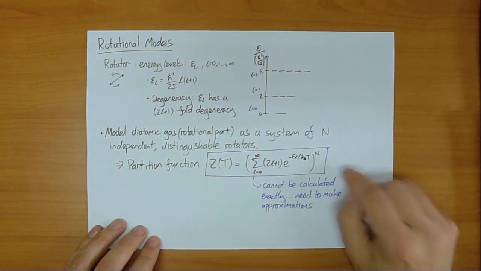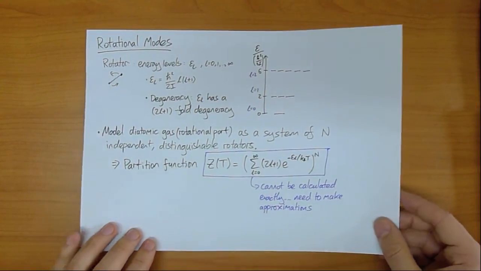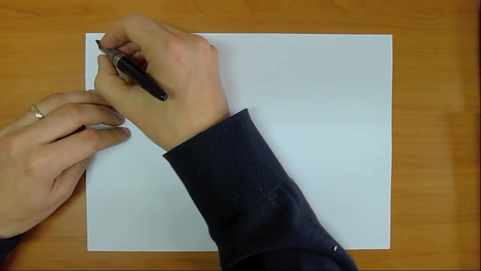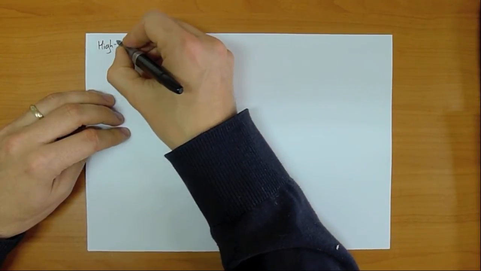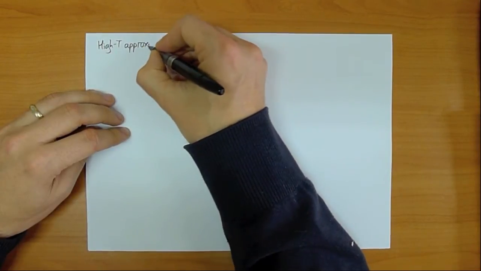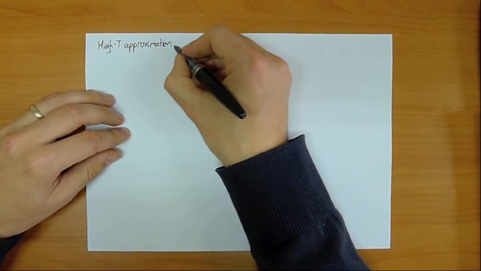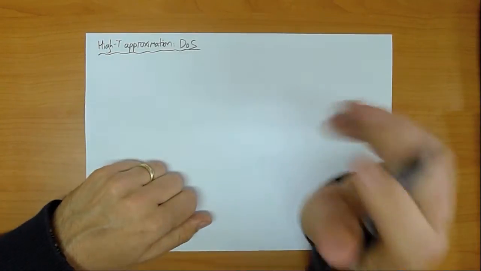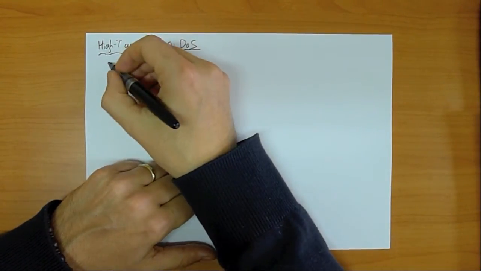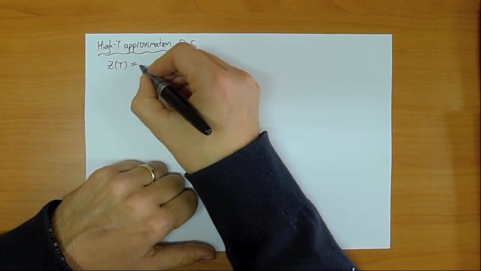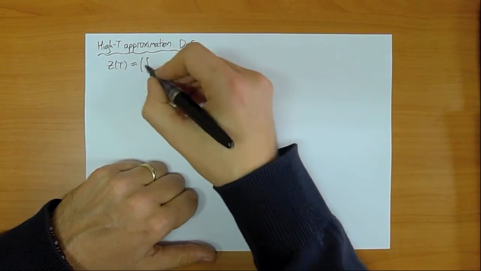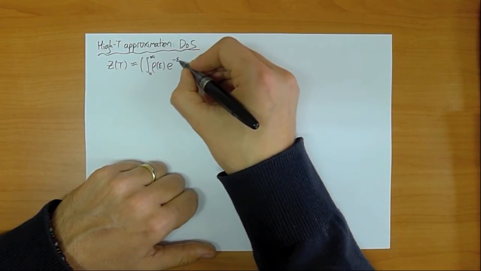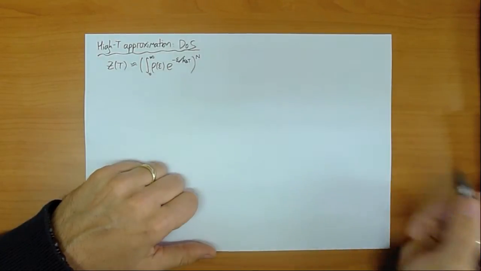Okay, so this is our starting point, this equation here. Next then I'll consider this high temperature approximation. Here we're going to use the density of states. So what we're going to do is say that Z of T is approximately equal to, instead of summing over energy levels, you integrate over the density of states. So the integral from 0 to infinity of the density of states times the Boltzmann factor, to the power N.